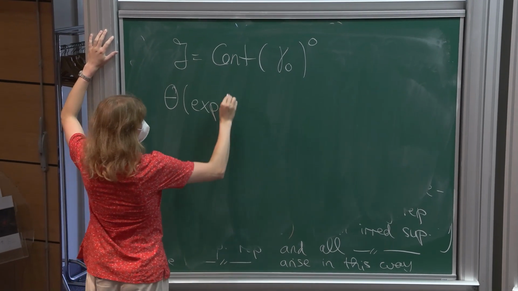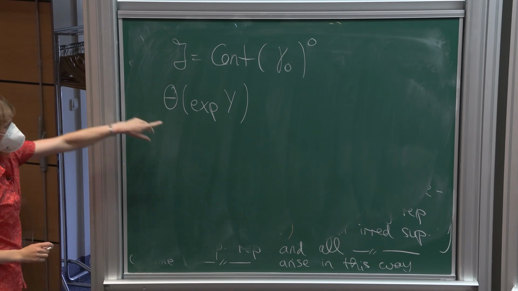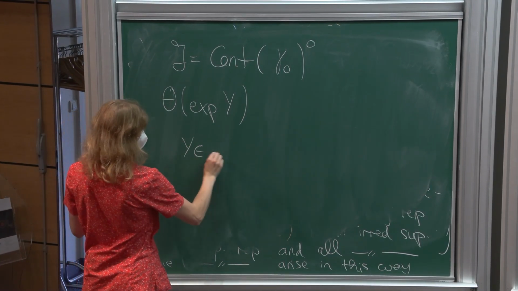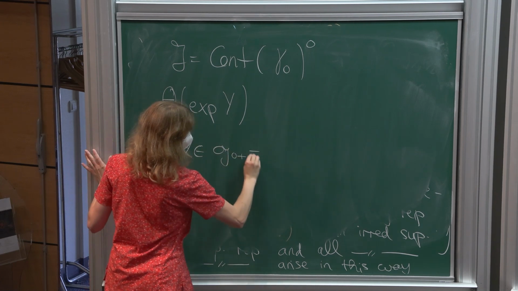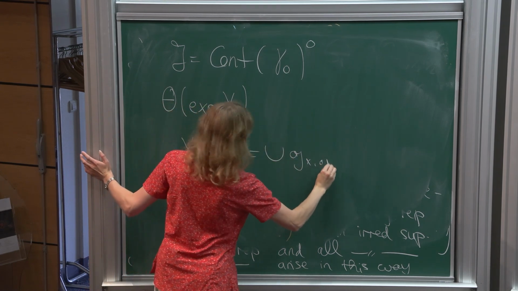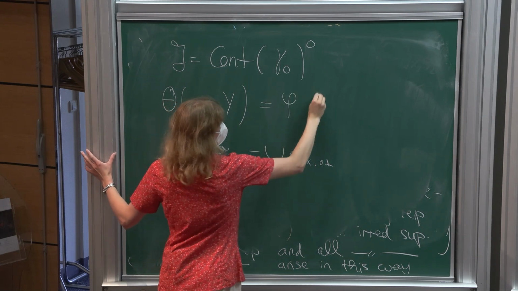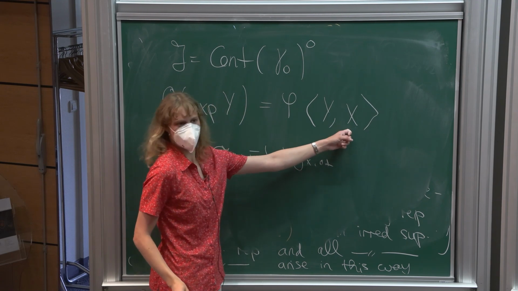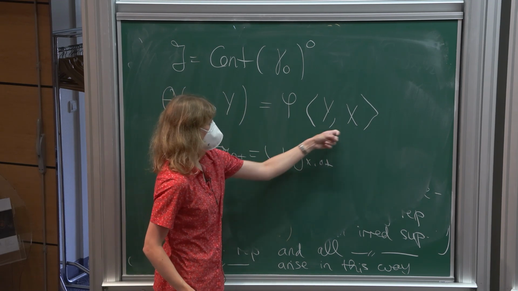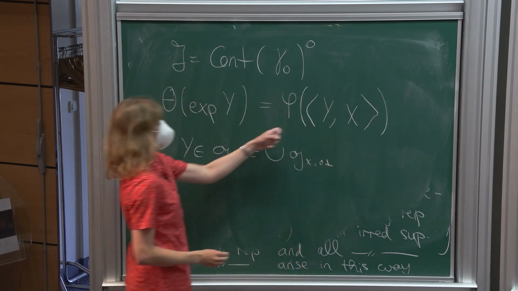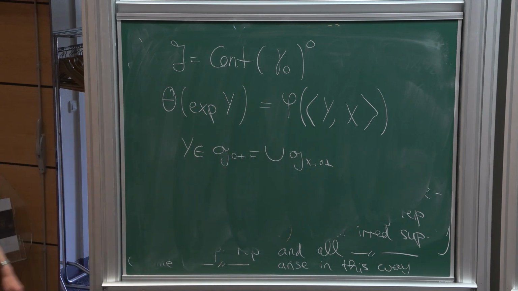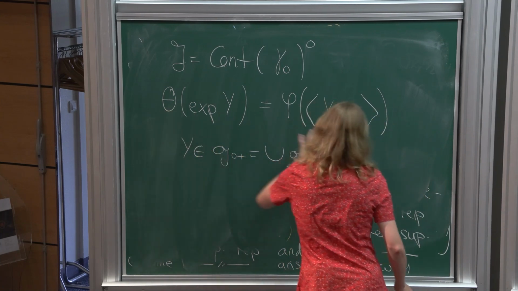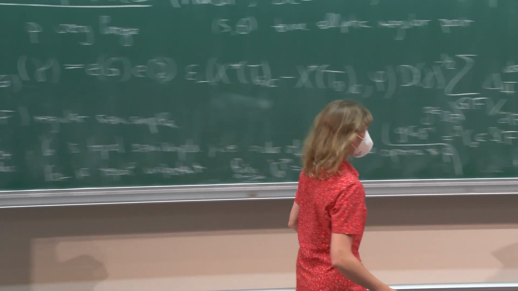we evaluate the character at the image of a y under the exponential map, for y being in G_{x,0+}, and the union of all the G_{x,0+}. Then this is given by pairing this element y with the element X. So X is an element in the dual of the Lie algebra such that we pair with y and then apply this phi, we get the character. So it's just a way to basically express the character on the Lie algebra. We move here to the Lie algebra.